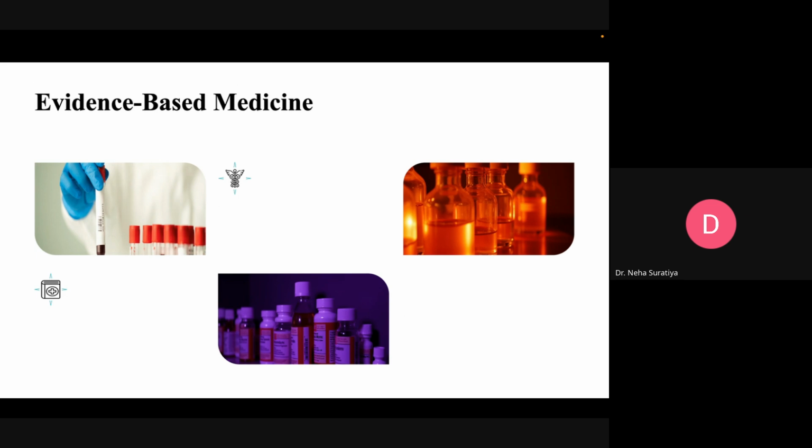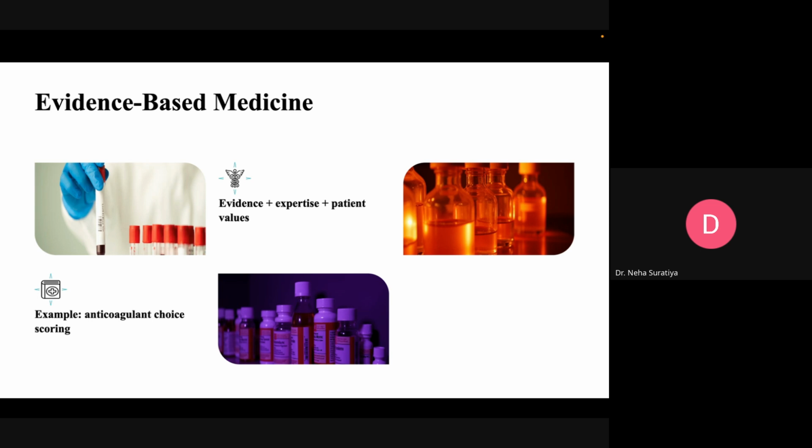Okay, so what is evidence-based medicine? I hope you are aware of the term EBM, evidence-based medicine. That means making clinical decisions using the best available research evidence, which is combined further with clinical expertise. See, best possible evidence combined with clinical expertise and patients' values and preferences. So, in short, we can say EBM is using proven scientific data to guide safe and effective patient care. Okay, so evidence-based practice is a must.